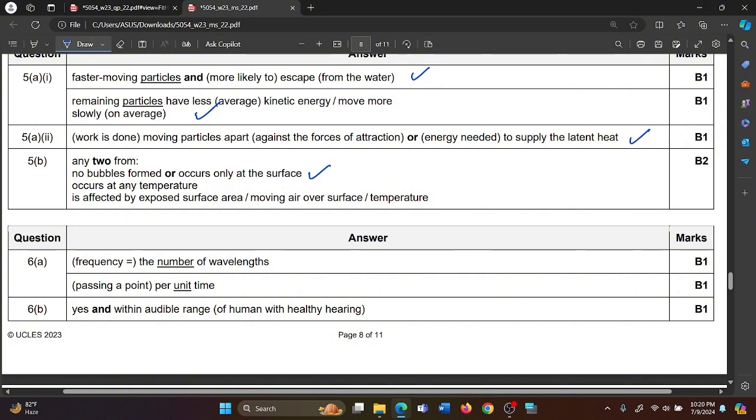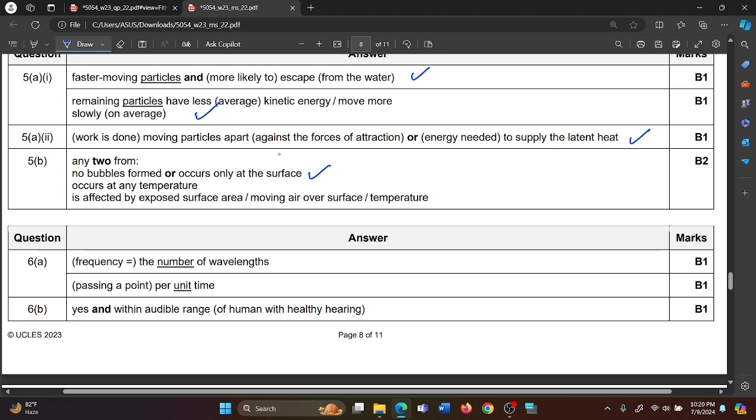We wrote no bubbles formed and occurs at the surface. Thus, we will just be getting one mark because there is an "or" between these two. So any two from these three, but not these two. So we'll just be getting one mark.